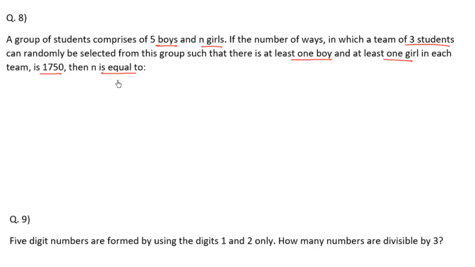Let us assume that we have to make this committee wherein it should have at least 1 boy and 1 girl. Then there are 2 cases. Either we take 1 boy and 2 girls, or we can take 2 boys and 1 girl. Correct? So considering this, out of these 5, we have to select 1 boy. So it can be done in 5C1 ways. And if I want to select 2 girls, then it will be NC2 ways. Correct? Plus, this case will be 5C2 into NC1. This together is 1750. So let us do the required simplification.